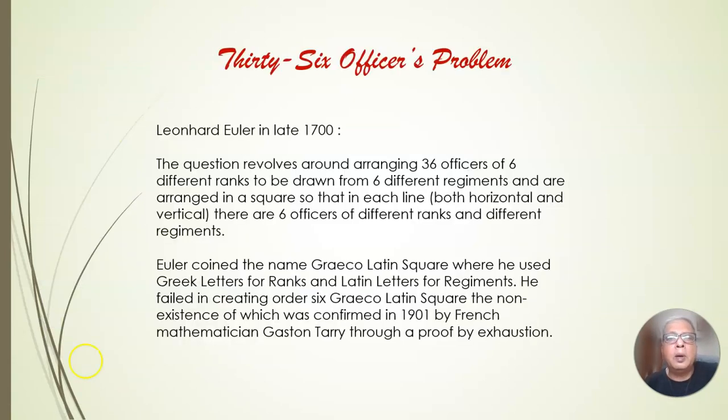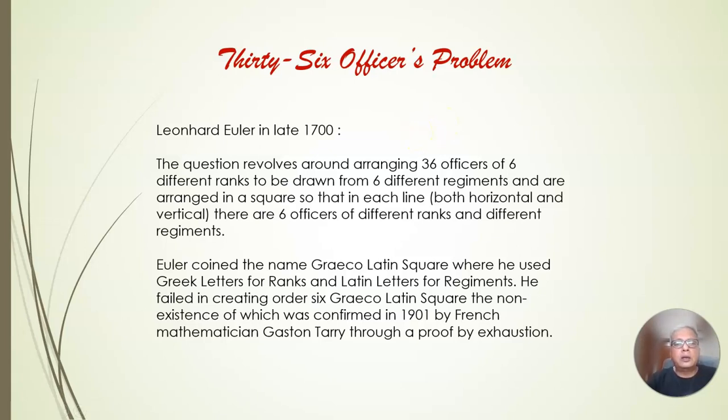And the problem came up in the late 1700s, known as the 36 officers problem, which is nothing but constructing a Greco-Latin square of order 6. It was proved in 1901 by another French mathematician, Gaston Tarry, using a proof by exhaustion, considering all the 9000 Latin squares possible with 6 digits, 0, 1, 2, 3, 4, 5, and he showed that none of them has an orthogonal mate. So the 36 officers problem is impossible.